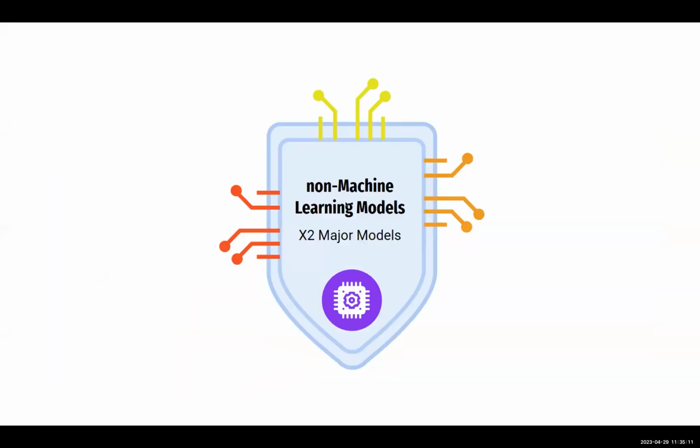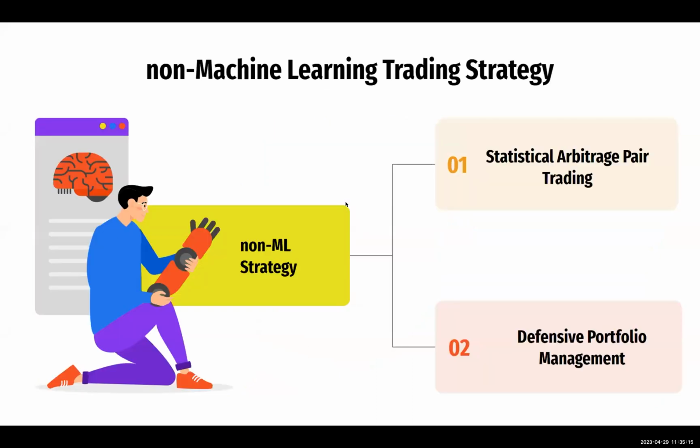So first, let's get started with our non-machine learning models. We finalized two non-machine learning strategies which have the best performance. The first one is a statistical arbitrage pair trading, and the second one is a defensive portfolio management.